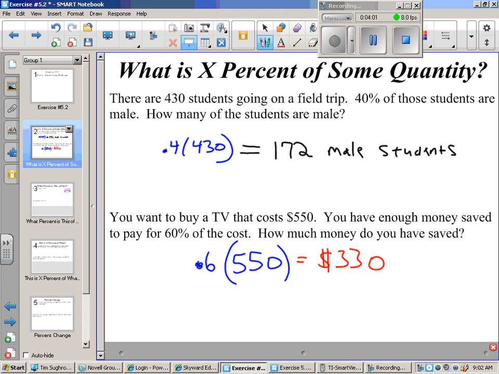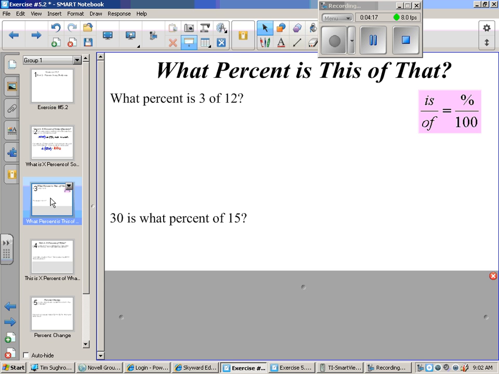So if it wanted to know how much money you still needed to save, you could take 550 minus 330 and get $220. That would be the same thing as if you took 0.4 times 550, because you still have 40% left to save. Okay? I'll give you a second to write this down.